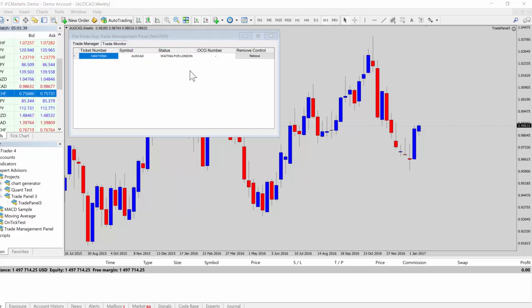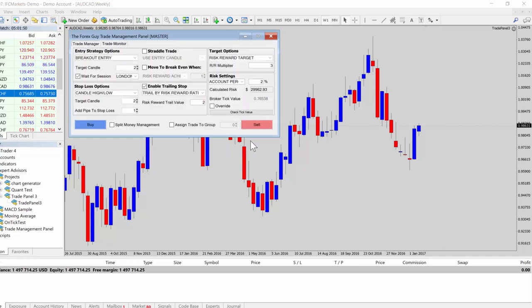Now, if we don't want to do this anymore, if we wanted to basically delete this trade and stop it from opening at London, we just click remove and it goes away, and that's it. The trade has been deleted.